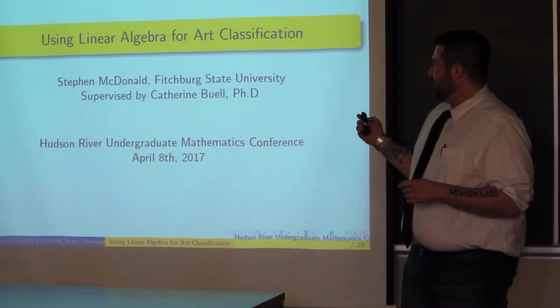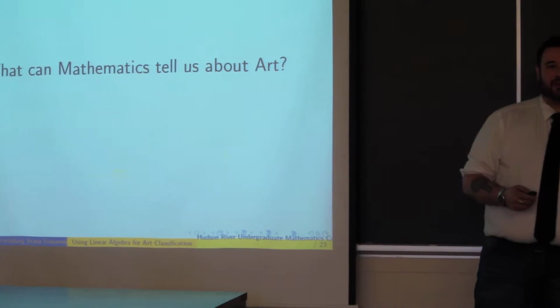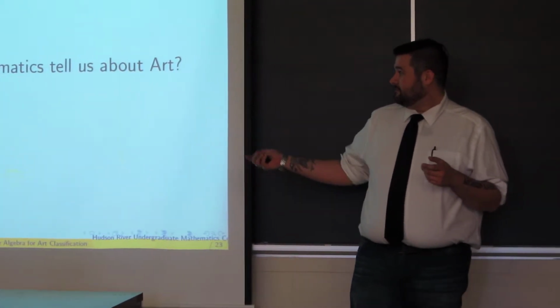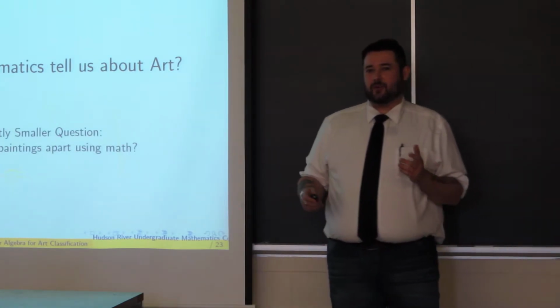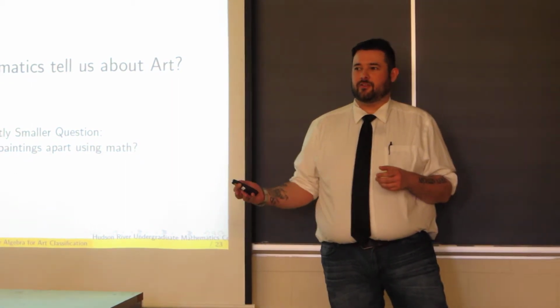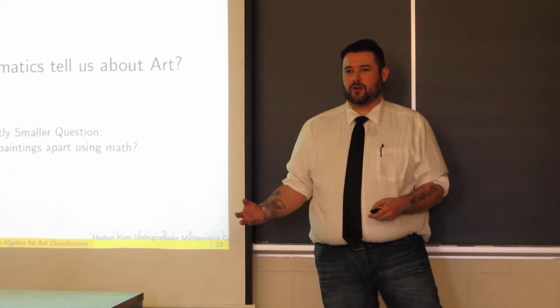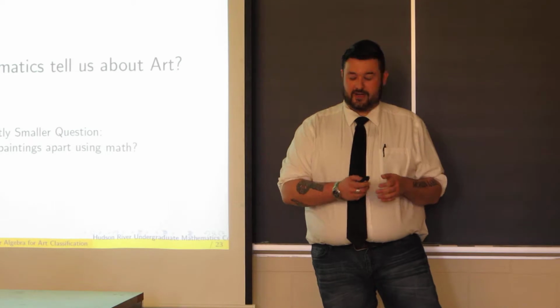So the big question we set out to answer is: what can we learn about art from mathematics? And specifically, what can we tell two paintings apart? We decided to focus on the texture of the artwork. So imagine the visual texture between an oil painting versus a tempera versus a watercolor, as opposed to something like brushstroke or the colors of the painting itself.